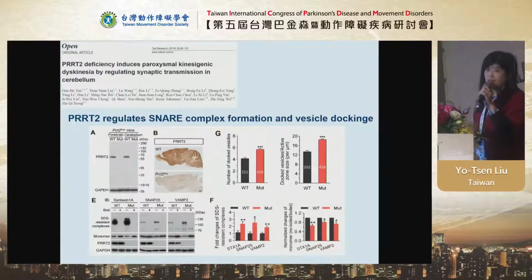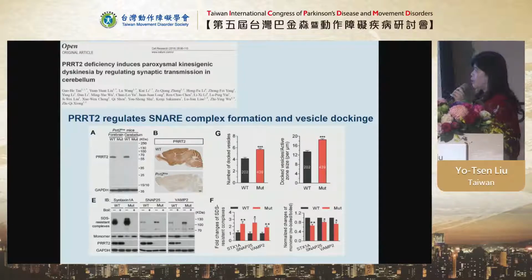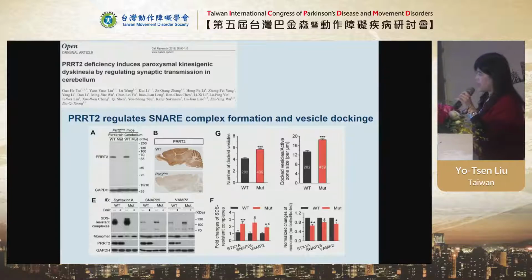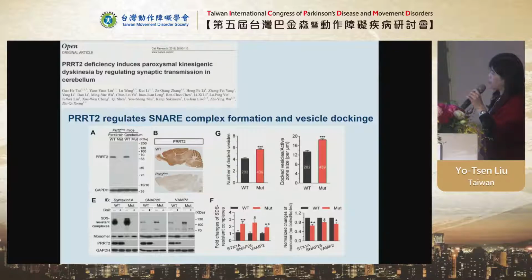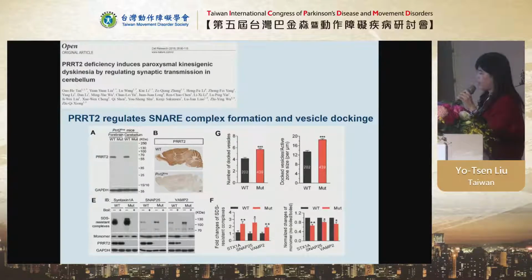Actually, we now have a mouse model for PKD. It's a study from China. In the mouse model, they found that when PRRT2 is mutant, some molecules like SNAP25 and VAMP2, which are important molecules in the SNARE complex for synaptic transmission, and also the synaptic docking, have abnormal increase, but the increase is not good. For the real functional monomers, the mutant PRRT2 mouse actually has a significant decrease.